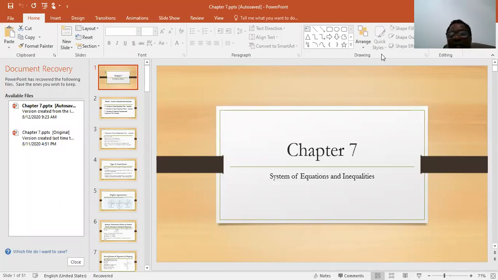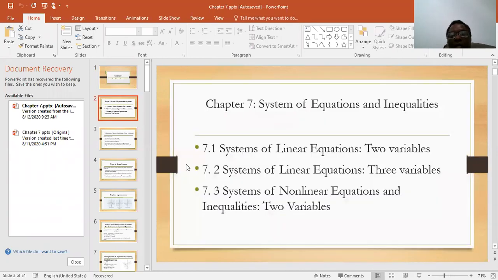We are starting and ending our semester with chapter 7 on systems of equations and inequalities. We are going to cover only 3 sections. We will learn about systems of linear equations with 2 variables, systems of linear equations in 3 variables, and we'll consider some nonlinear equations and inequalities with 2 variables.